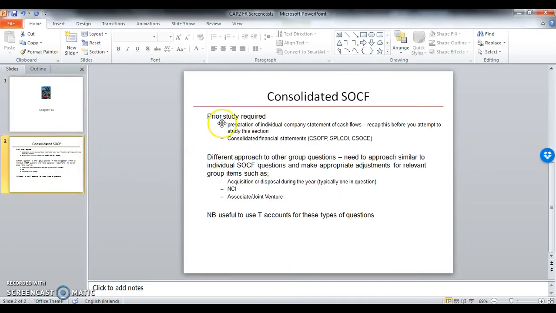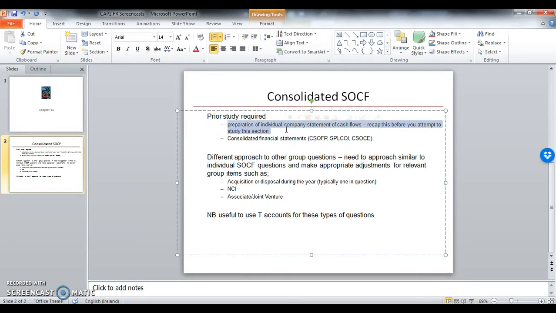Also remember there are some prerequisites you need to know before you go on to this section. You need to know how to prepare an individual company statement of cash flows, because it's a bit of a change in how we approach a group question. It's no longer similar to comparing the statement of financial position and the statement of profit and loss and other comprehensive income. You're now approaching it as if you're preparing a statement of cash flows. So there's a slight change in focus, and you also need to be very well up to speed on how to deal with NCI and consolidation questions, because it builds on those principles.